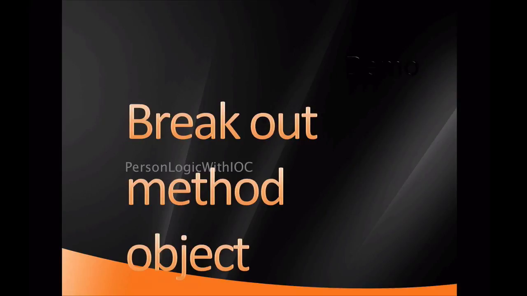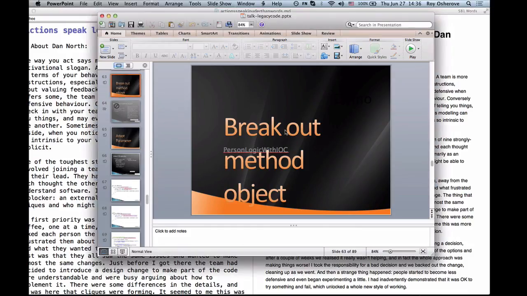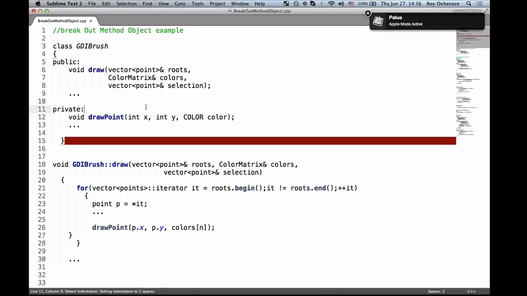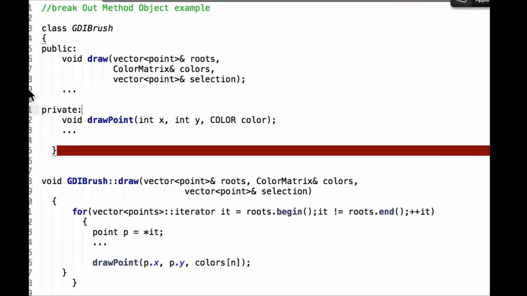Here's one a bit more interesting. Break out the method object. Breaking out a method object is what you do when you have a public method that uses a lot of private methods. This example, by the way, is in C++. I hope you guys can still read it.